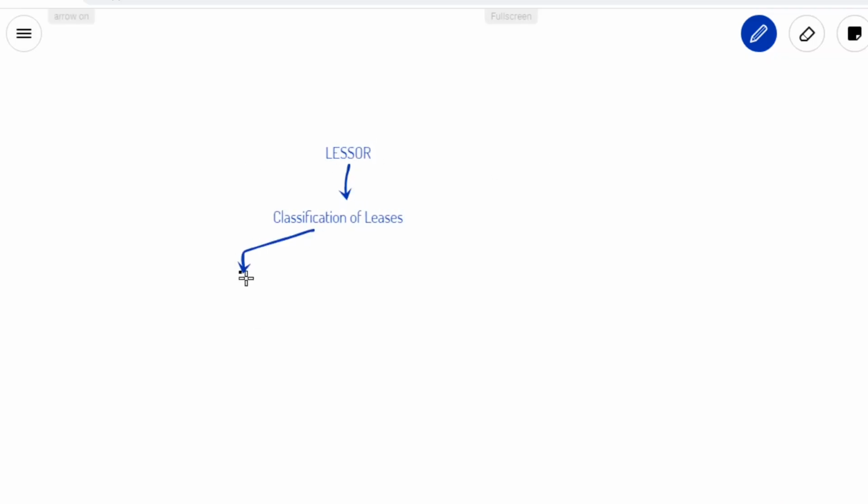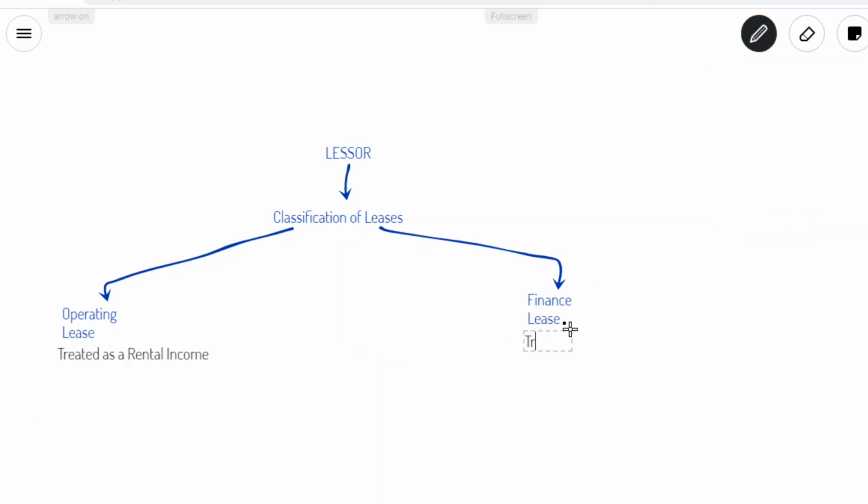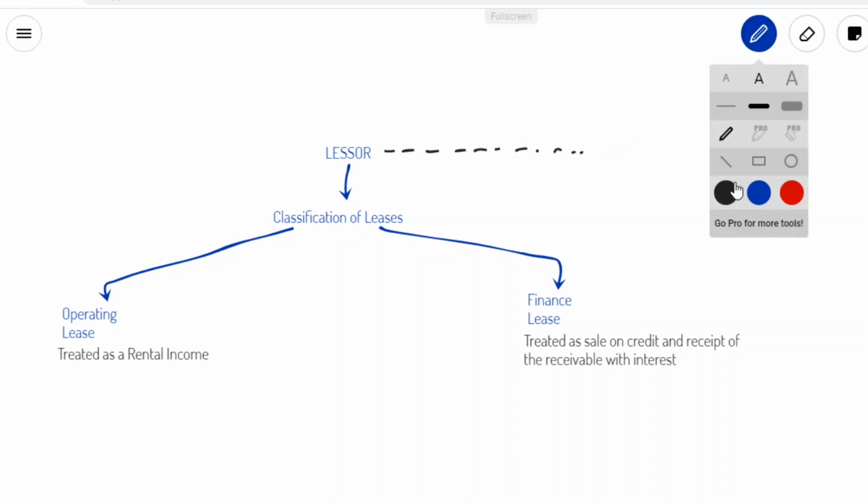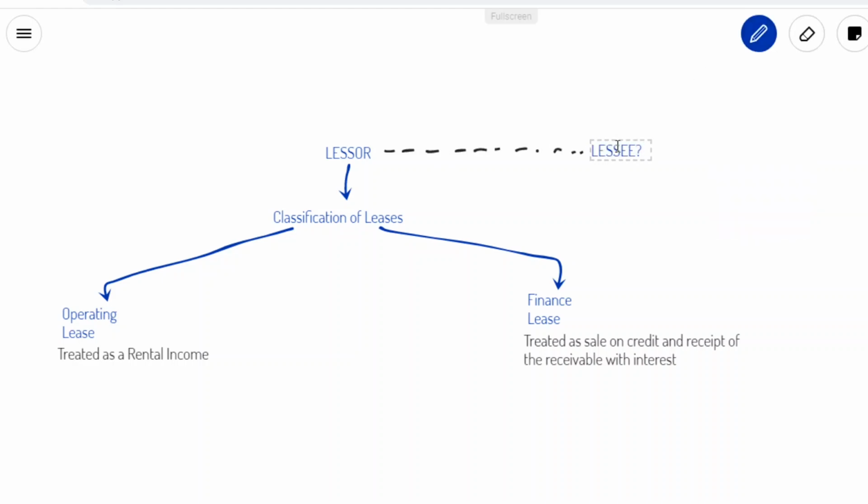In this video, we'll try to understand the classification of finance lease and operating lease. Now, what is a finance lease and what is an operating lease? So far, in our discussion of lessee accounting, we did not have to bifurcate between a finance lease and an operating lease, because for a lessee, all kinds of leases are treated in the same way, as a finance lease. They are treated as if the lessee actually purchased an asset on credit and then repaid the amount with interest.